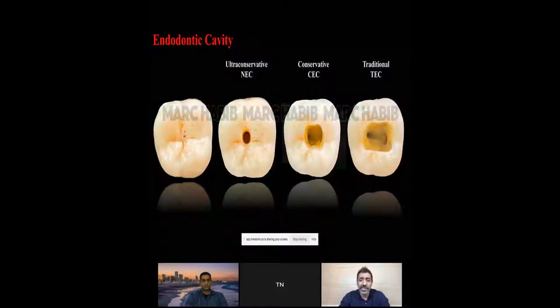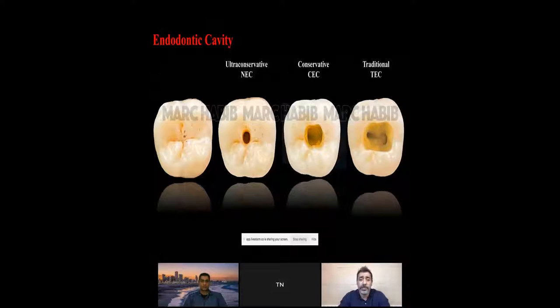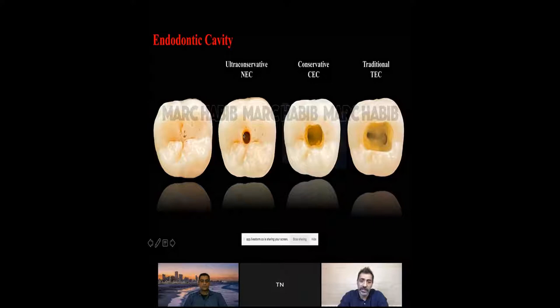So the access cavity, I like to talk about it because there's a lot of talk these few years about the ultra conservative access cavity, which is, if you want, the ninja access cavity that you find on social media. So this kind of access cavity, I believe, is unrealistic. We cannot clean and shape the entire root canal system through this access cavity. And you have the conservative and the traditional.